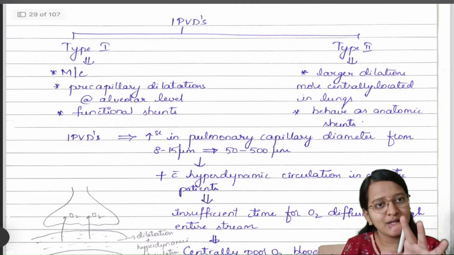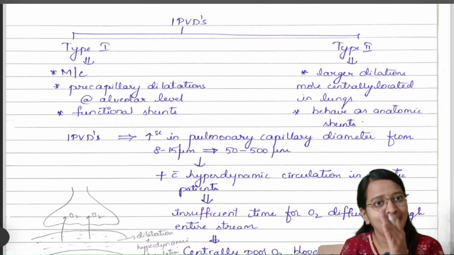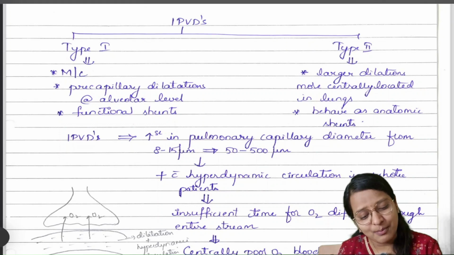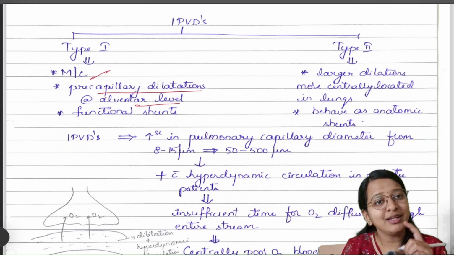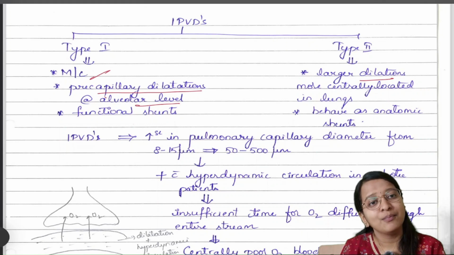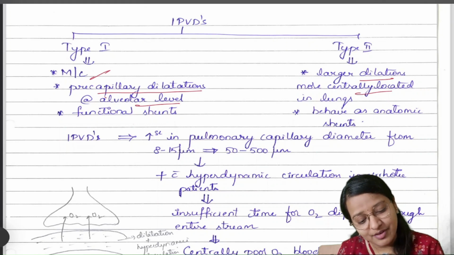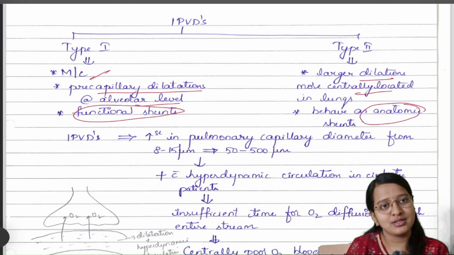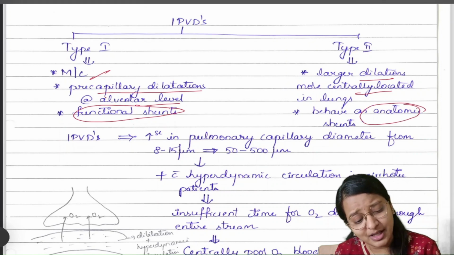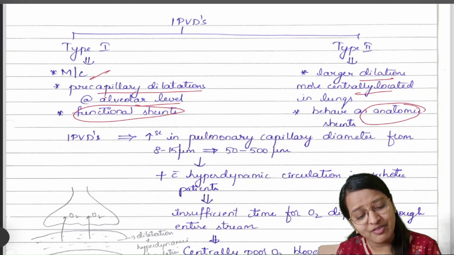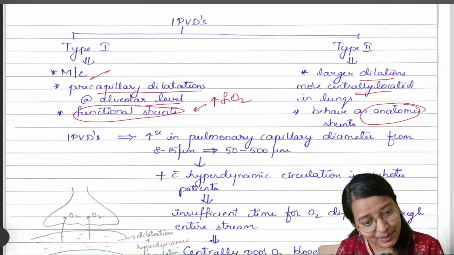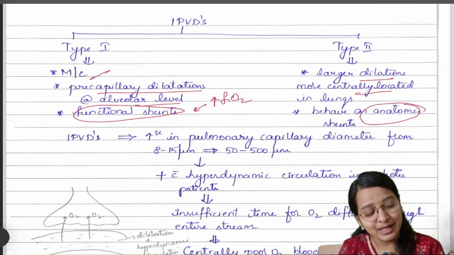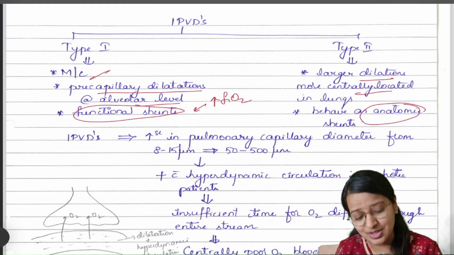So, these pulmonary vascular dilatations are of two types, type 1 and type 2. Type 1 is the most common and it is precapillary dilatations at the alveolar level, whereas type 2 are relatively larger dilatations and are centrally located. Type 1 are your functional shunts and type 2 are your anatomic shunts. Generally, with functional shunts, if we increase the FiO2, the functional shunts might get better and the oxygen levels will increase, but this won't happen with anatomic shunts.